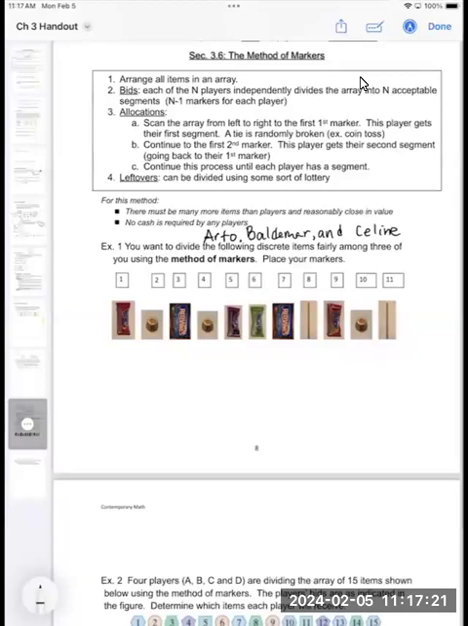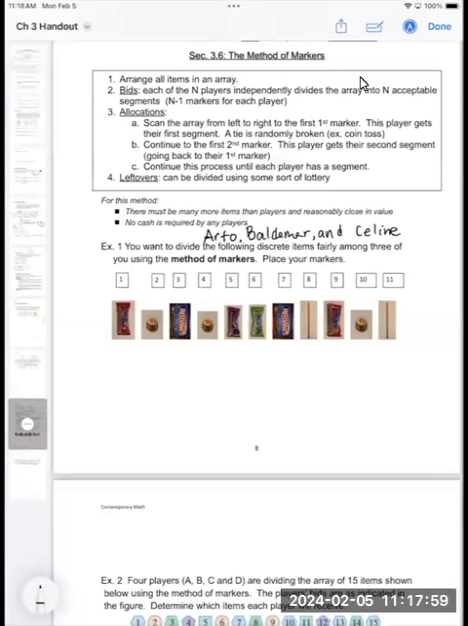This is 3.6, the method of markers. This method works with lots of several items that are of similar value. There is no cash required to pay others back like you saw with the method of sealed bids. There must be more items than players, and reasonably close in value items.